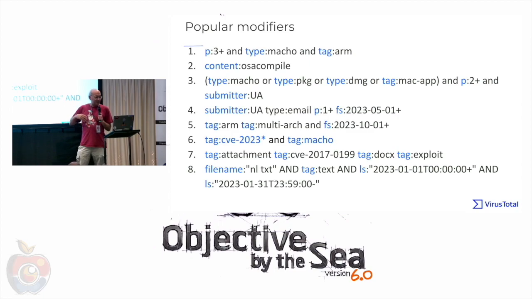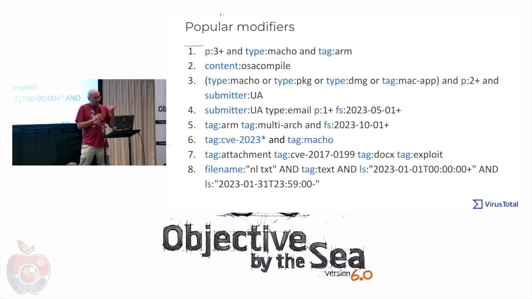The third example is we're doing Mach-O files again, with packages or DMG or Mac apps. The Mac app tag is for zip files. On a zip file, you have the macOS directory architecture that is like a .app folder. If that .app folder looks like a Mac app, it gets the tag for Mac app. And we could say with a submitter in Ukraine, as an example.